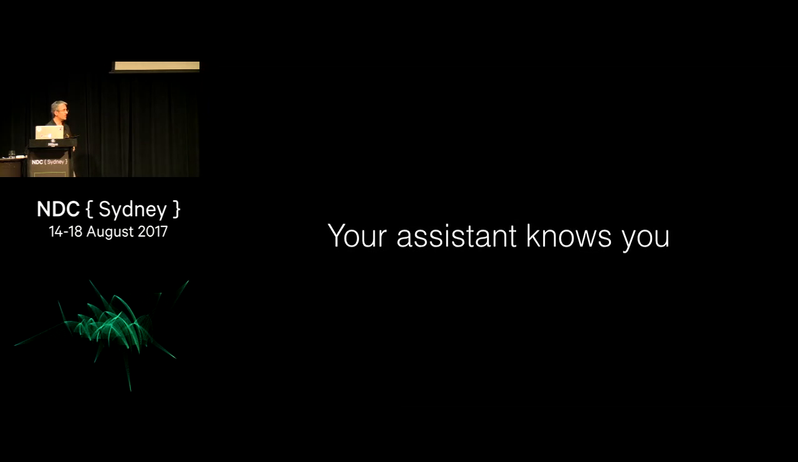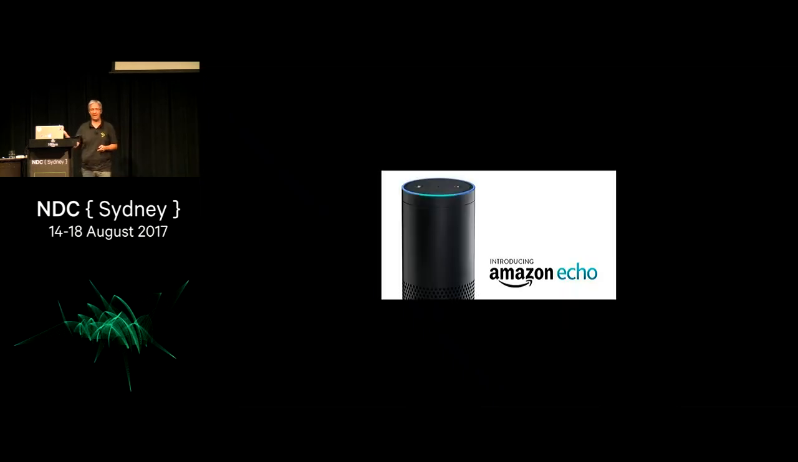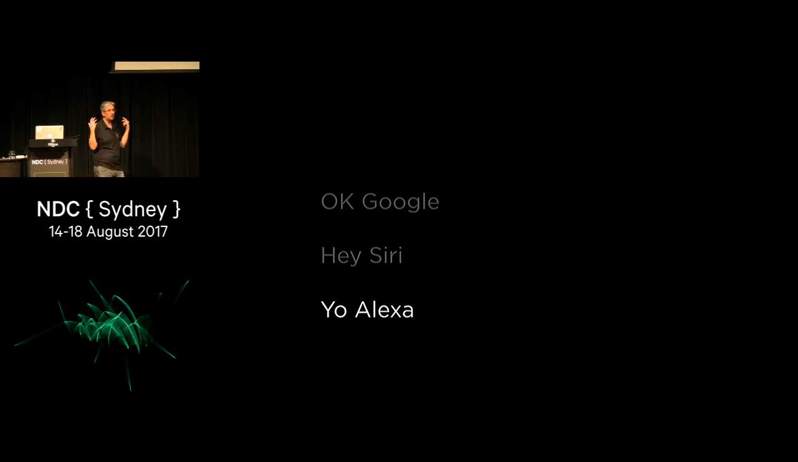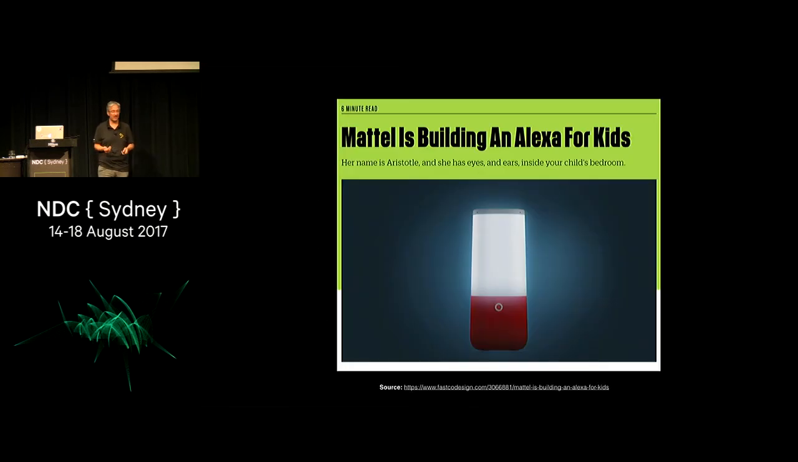And of course, you know your assistant. Everyone has an assistant, whether it's Google or whatever. Your assistant knows you. Now they want to know your family as well. We've all got an Amazon Echo. Whether you say, OK Google, hey Siri, or yo Alexa, everyone has an assistant now that does anything. And they know absolutely everything about us, which is fantastic. In fact, Mattel thought this is such a fantastic idea that they wanted to build an Alexa for kids. Yes, because putting an Alexa inside a 10-year-old's room is exactly what we need for the future, right?